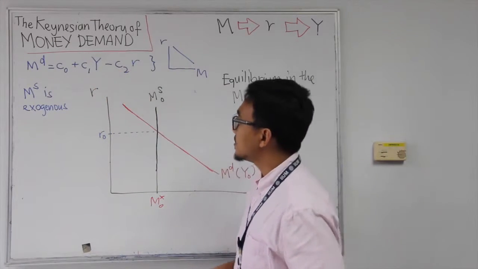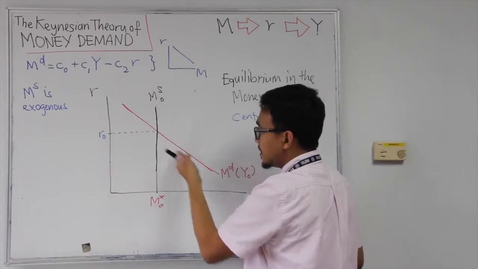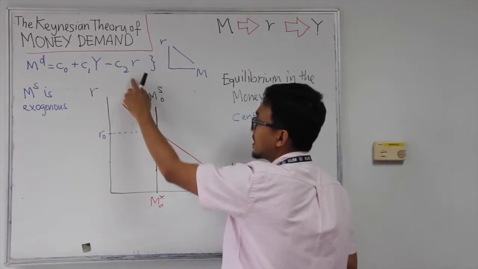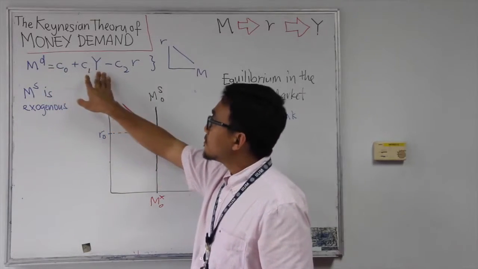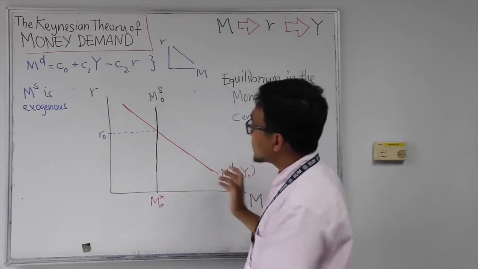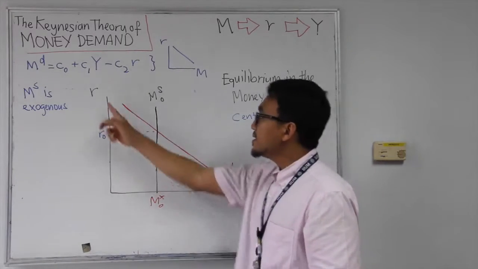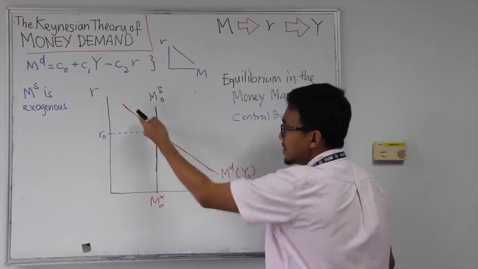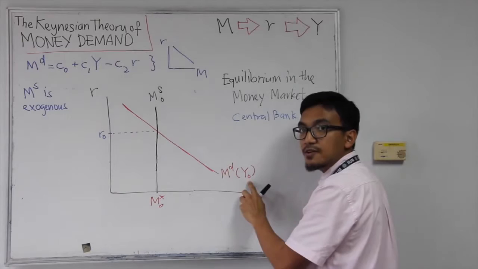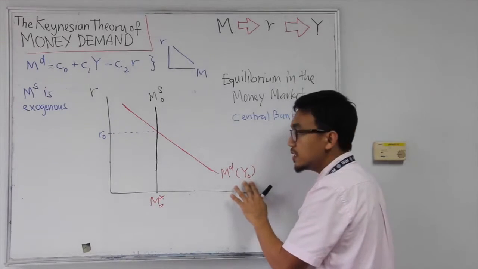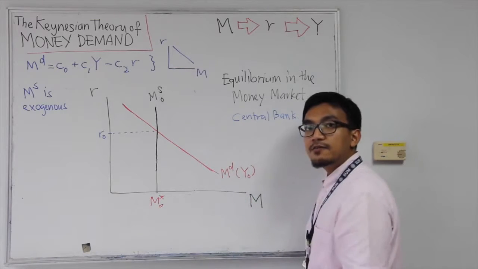Negative relationship. So in the money market, we can draw the demand for money, which is downward sloping because R is negative. However, since the demand for money is a function of both income and interest rate, in this framework we are only measuring the relationship between money and interest rate. So this demand for money curve is unique. It is only for this specific level of income, Y0. Basically, we will have to draw different demand for money for different levels of income.